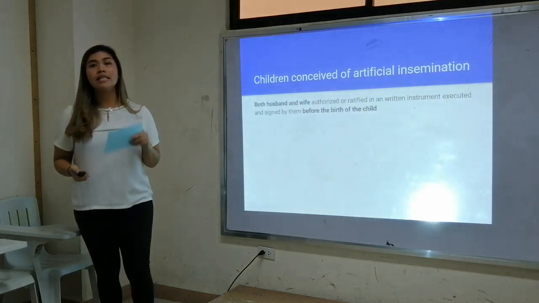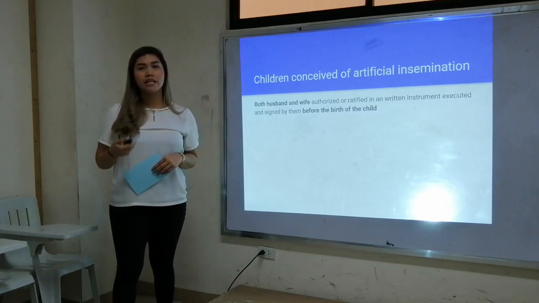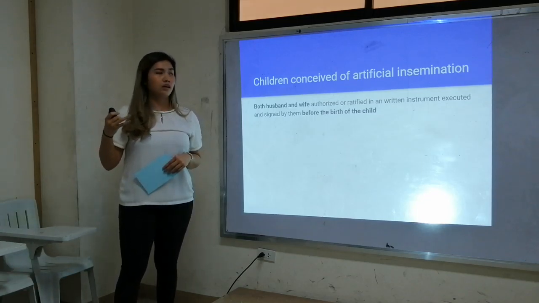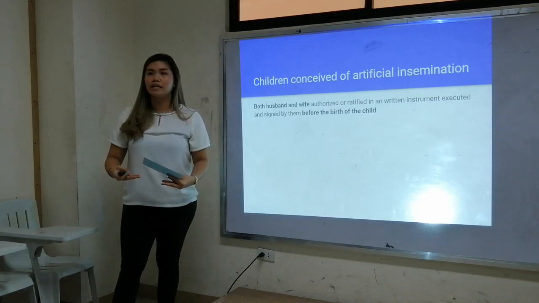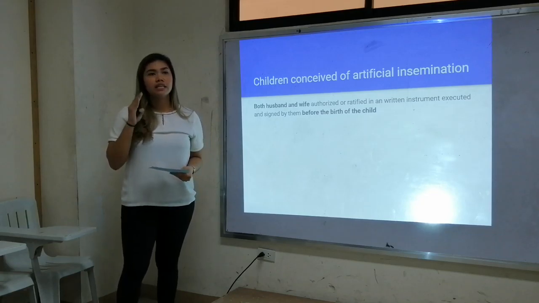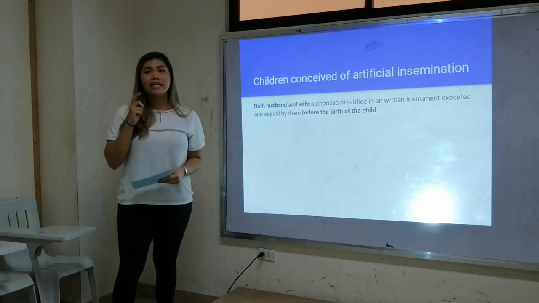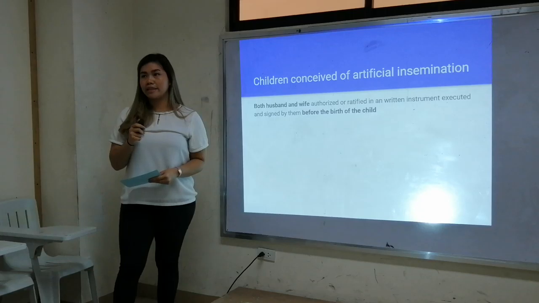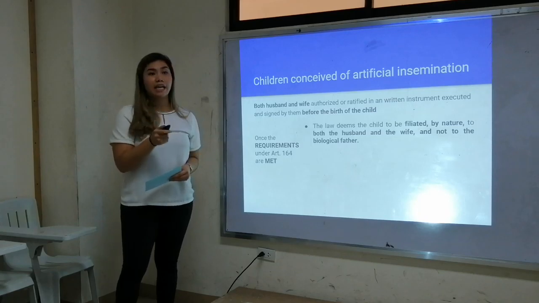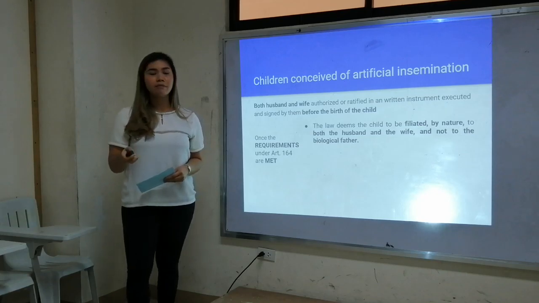This is true only if both the husband and the wife have agreed to it in writing. They have ratified and authorized it in a written instrument, executed and signed before the birth of the child. So it is important to note that it should be done before the birth of the child. Given that this requirement has been met, the law deems the child to be a legitimate child of the husband and the wife, not of the biological father.